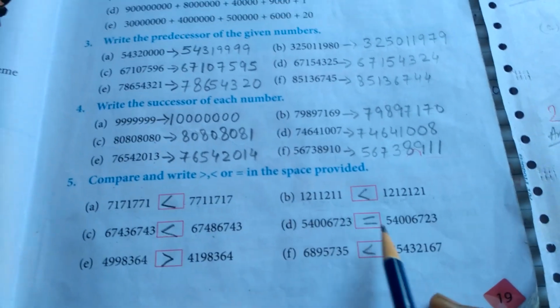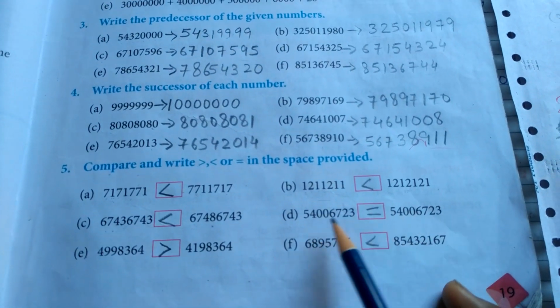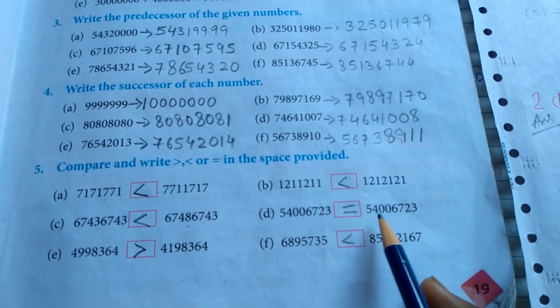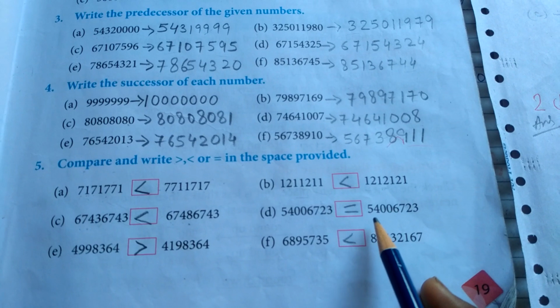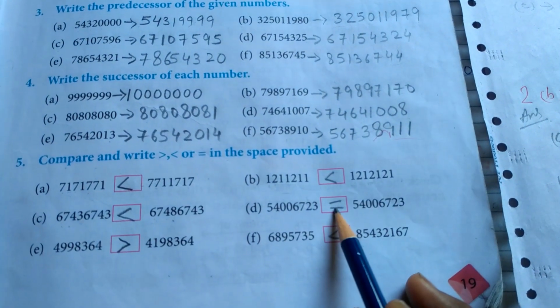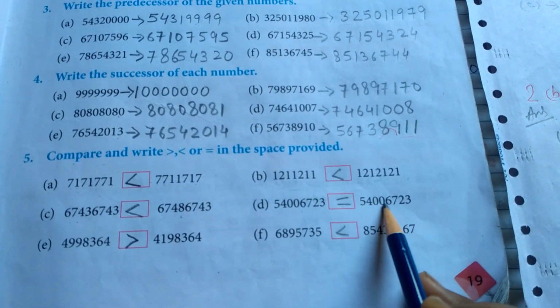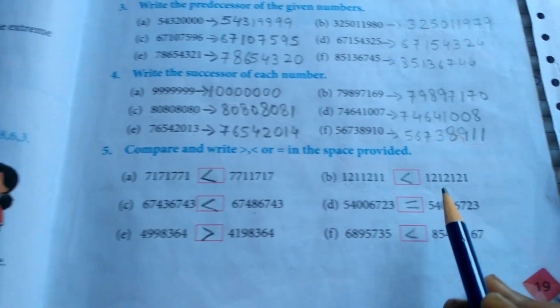Now question number D. Oh, both these numbers are equal. Exactly the same number of figures and same number of digits. Okay. So equal to sign will come over here. These both numbers are equal to each other.